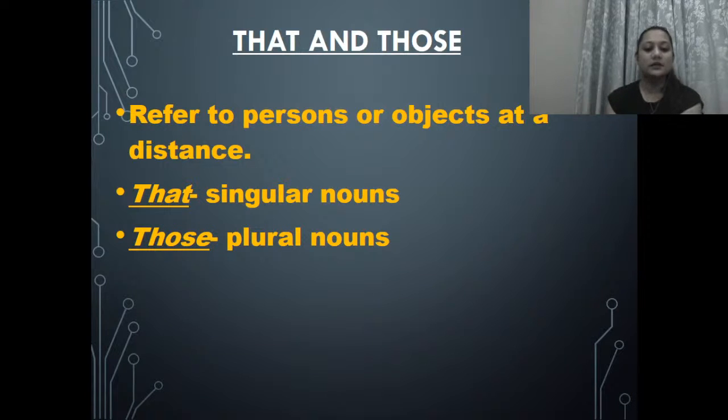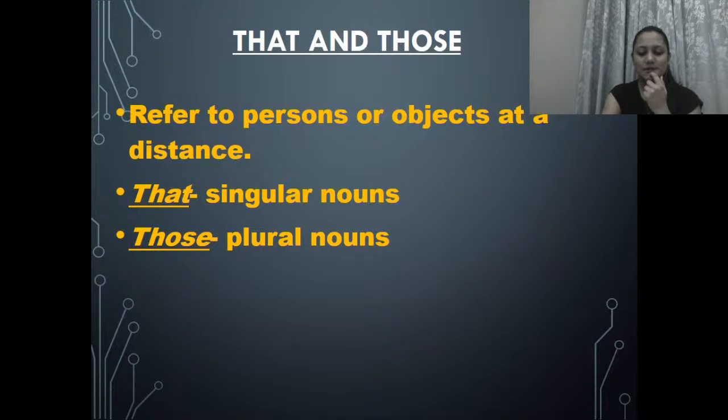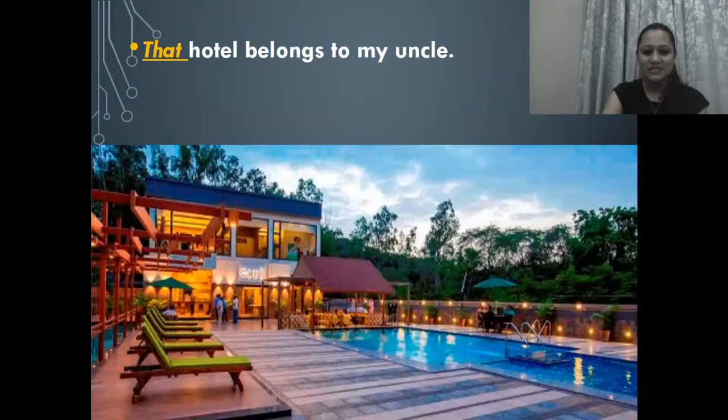That is the singular noun, and those are going to be used with plural nouns, right? For example, we can make a trick over here. With these and those, we can say that they are going to be used with plural nouns, because there's a sound of S, which is plural. Okay, that's my trick. You can make your own trick for that.